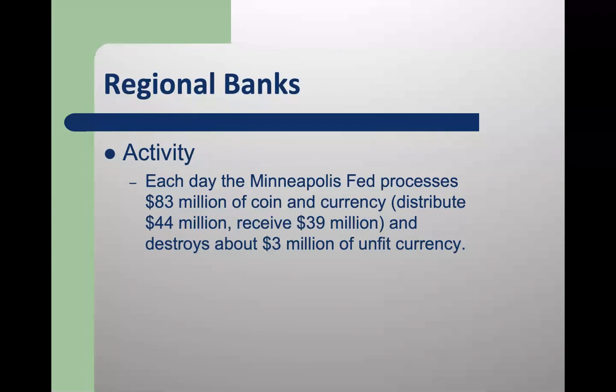Just to give you an idea of the type of activity that a regional bank experiences, this is right off of the Minneapolis Federal Reserve Bank's webpage. They process about $83 million worth of currency every day. They distribute $44 million in new currency. They receive about $39 million back, and they destroy about $3 million of that. And typically, they're either shredding it and getting rid of it that way.